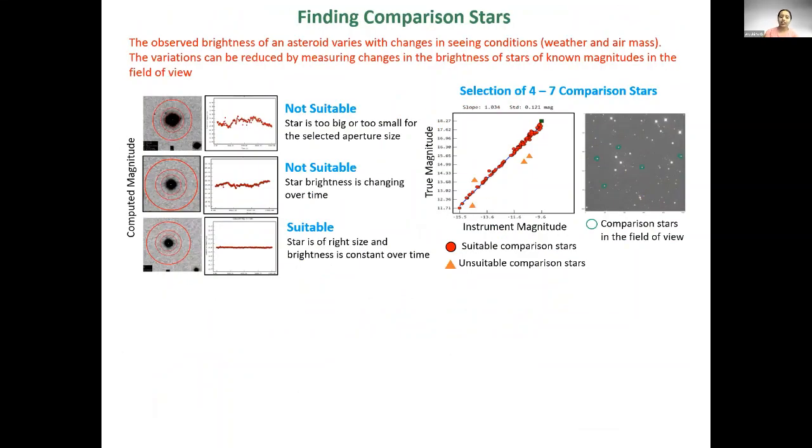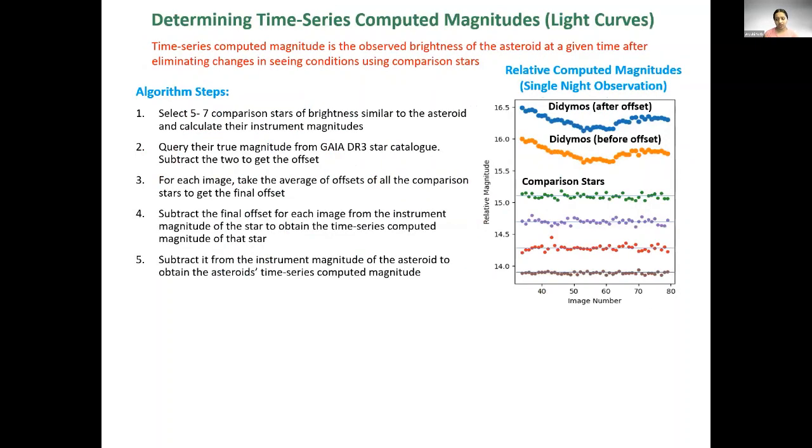The next important thing to do was to find comparison stars. My observation was quite long, like 3 or 4 hours, and observing conditions might change: maybe clouds came into the field of view, the air mass was changing, and all of that. To account for these changes, I took stars with known brightnesses in my image and compared them over time, and that way I was able to measure changes in observing conditions. These stars also allowed me to find the magnitude of the asteroid.